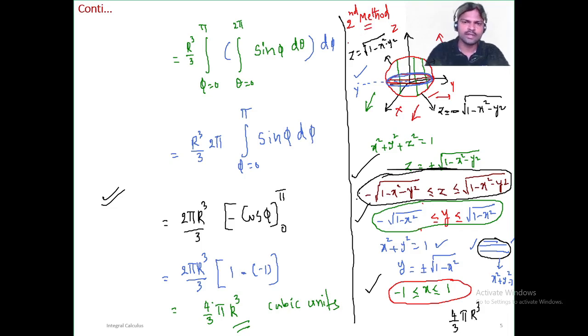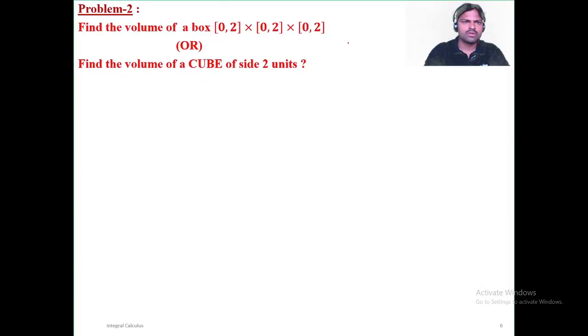Now let's look at the second problem. Find the volume of a box. So in the x direction it varies 0 to 2, in the y direction it varies 0 to 2, and in the z direction it varies 0 to 2. So the lengths are 2 units in all the three directions. Or simply we can code the same problem like this. Find the volume of a cube. Why the word cube? Because the lengths of all the sides are 2 units only, that's why it is a cube.